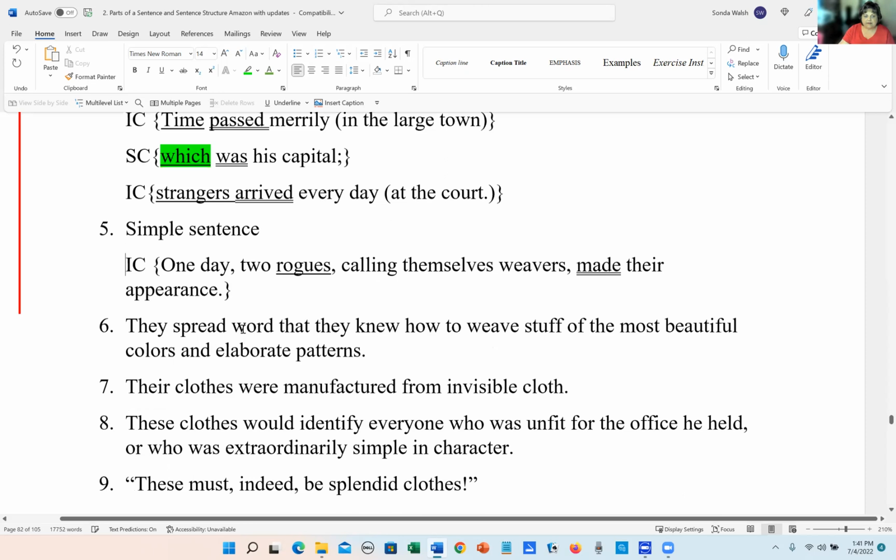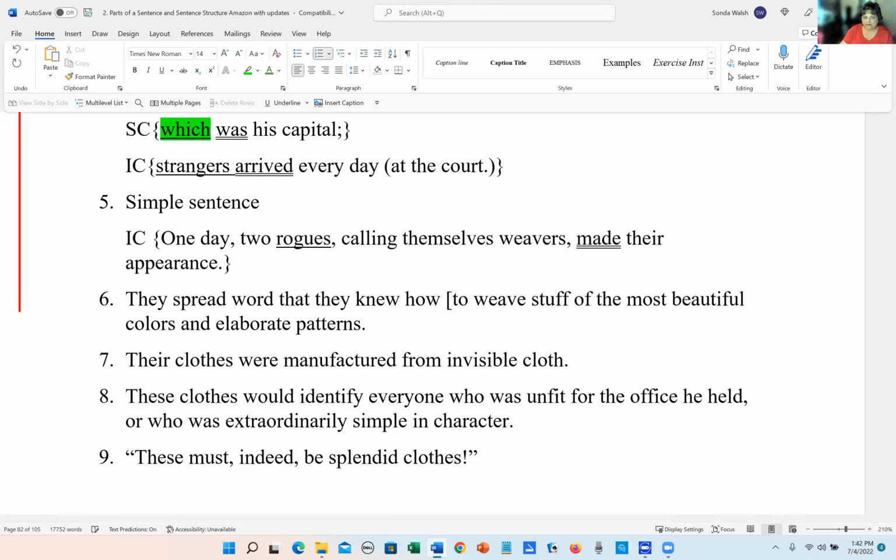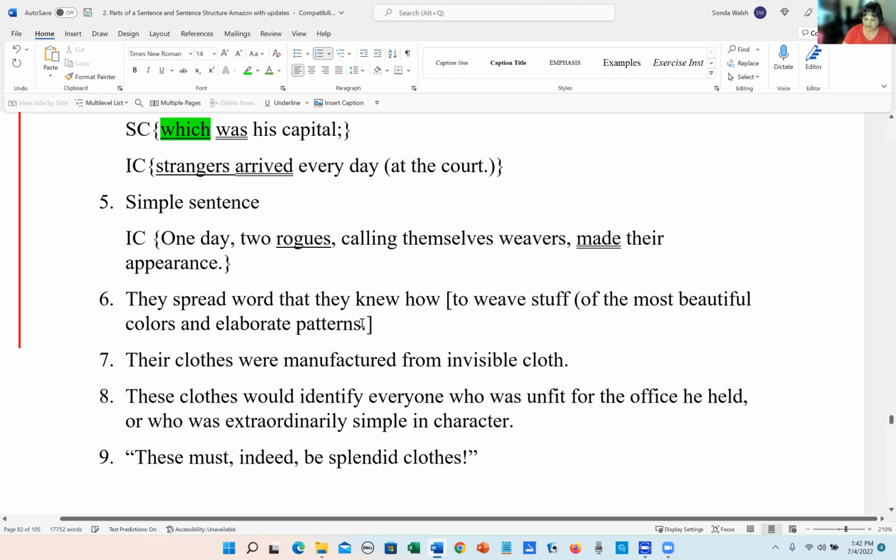Okay. Now let's go to number 6. "To weave stuff" is an infinitive phrase, "of the most beautiful colors and elaborate patterns." All that is a prepositional phrase. So I'm going to say it's a prepositional phrase inside of an infinitive phrase. And we're going to mark that the way we've been marking it all year. All right. "They spread word." So "they" is a subject and "spread" is a verb. And then "that they knew how." "They" is a subject and "knew" is a verb.